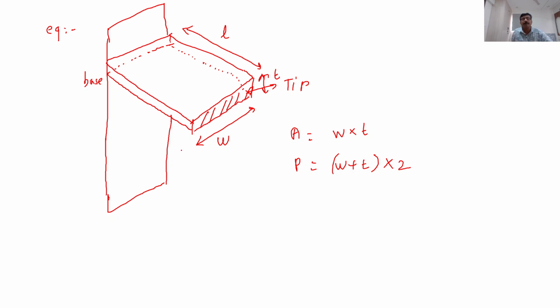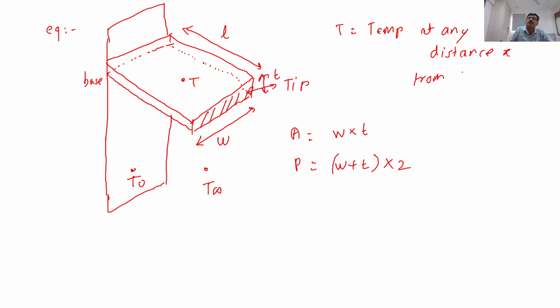Now remember one thing. This is the base wall. So base wall temperature is always denoted by T naught. The surrounding temperature is always denoted by T infinity. T is nothing but the temperature at any distance x from base. So this is terminology related with the fin.